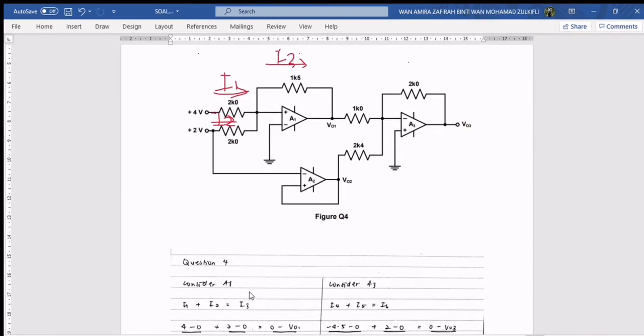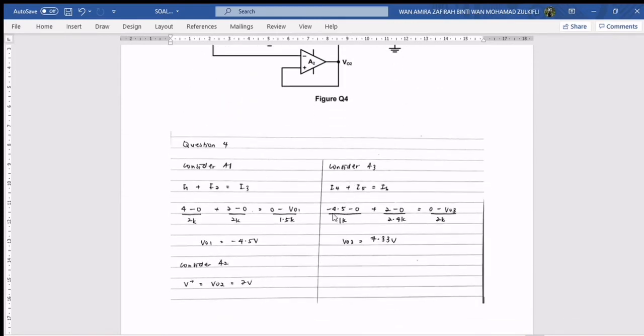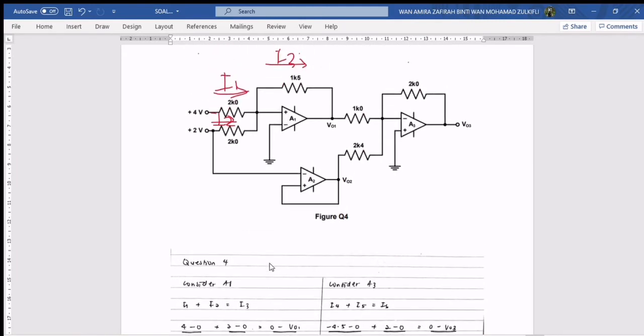Okay, next, let's consider Vout2. As we can see here, the connection for the V minus is connected to the 2 volt. Automatically, the value for V minus and V plus is 2 volt. We also can see that the connection for V plus is connected directly to the Vout2, which means Vout2 is equal to 2 volt. Next, let's consider A3.